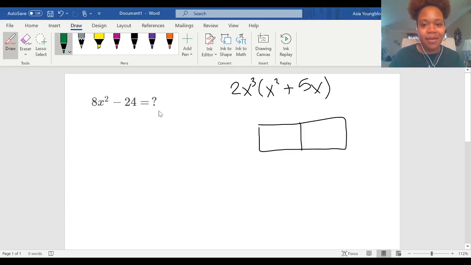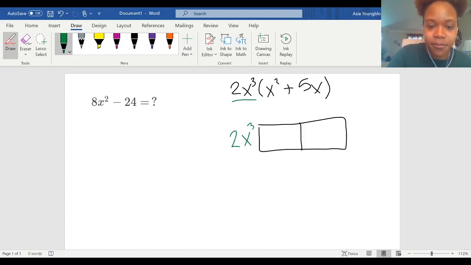To jump into that topic, I think it would be meaningful to review distribution again. And I'm going to use the area model to show the distribution because it's going to make it a lot easier for us when we start factoring more challenging problems. So if we were given this expression to multiply, we have 2x cubed, so we would put the 2x cubed here, and we have x squared plus 5x, so we would put that up here.